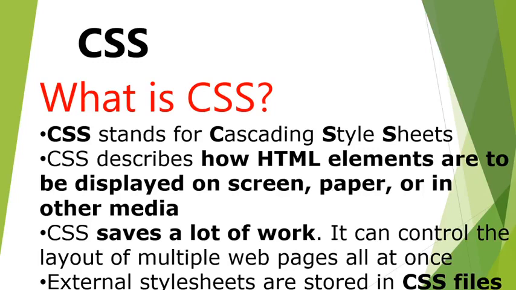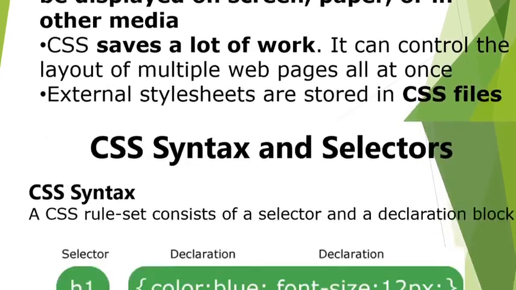Therefore we shall start by looking at what is CSS. CSS stands for Cascading Style Sheets. It describes how HTML elements are to be displayed on the screen, paper, or in other media. CSS saves a lot of work. It can control the layout of multiple web pages at once. External style sheets are stored in CSS files.